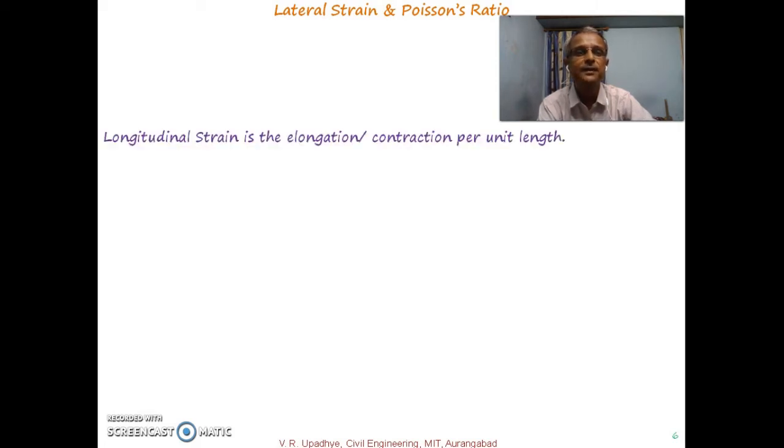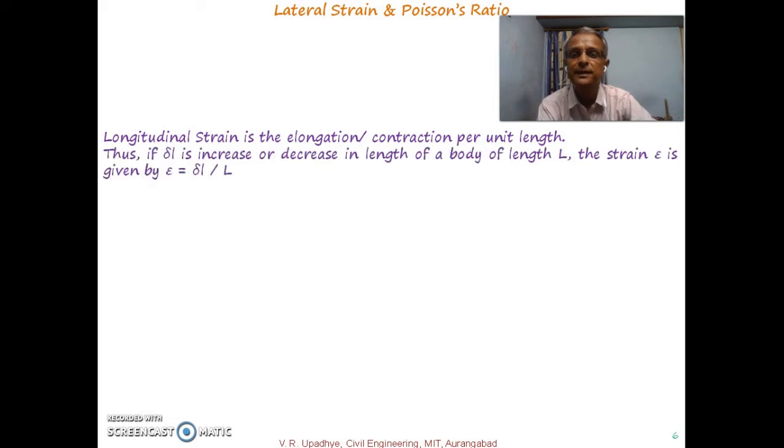Up till now what we have discussed is regarding longitudinal strain, which is the elongation or contraction per unit length. So we have discussed that delta L is equal to PL over E, and strain epsilon is equal to delta L divided by L. So if delta L is the increase or decrease in length of a body of length L, the strain epsilon is delta L divided by L.